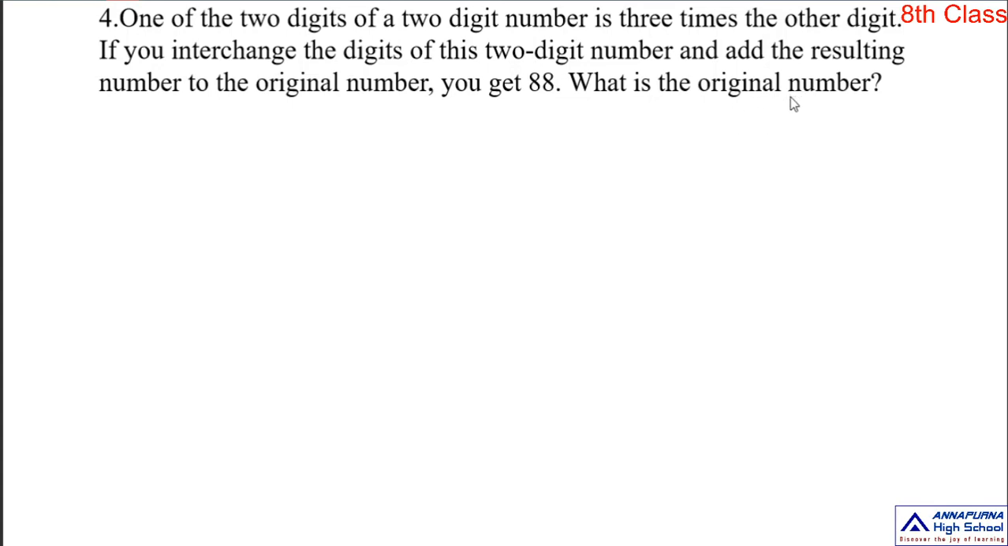So in that original number, how many digits are there? There are two digits. Why? Because when you observe the first statement in the given question, one of the two digits of a two-digit number, that means here at the end of this question, we find a two-digit number. That is the original number. And what is the relation between the digits in the two-digit number? One digit is 3 times the other digit.